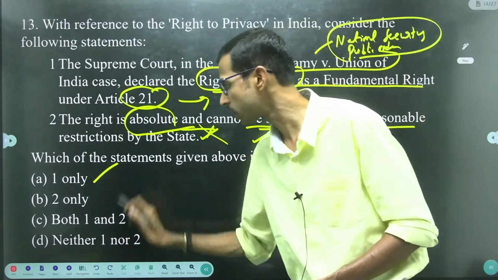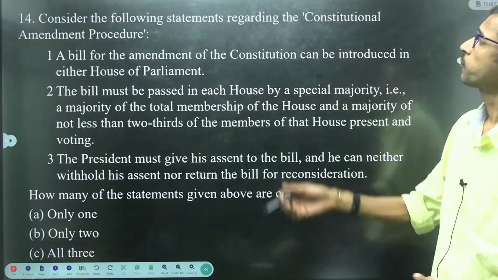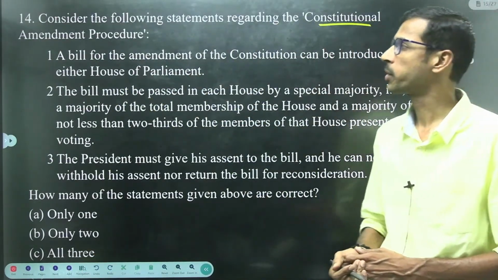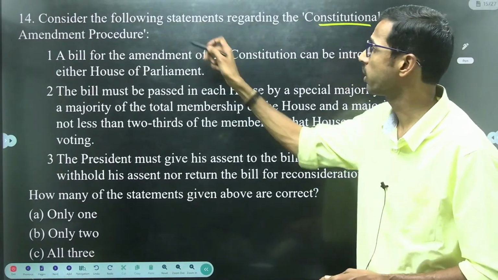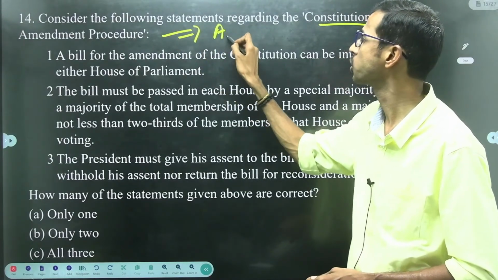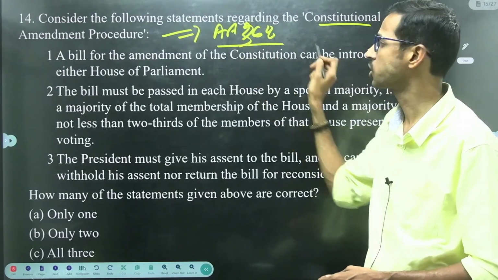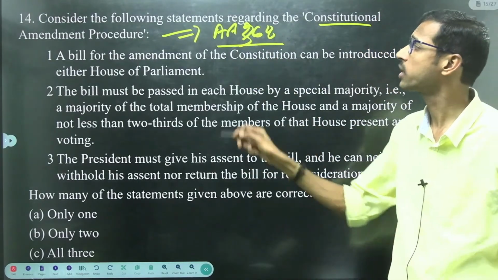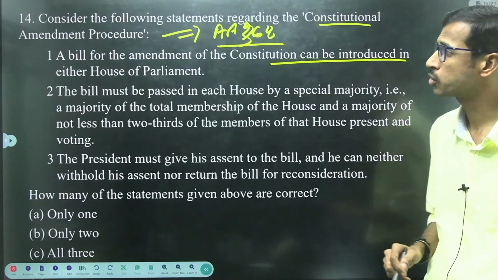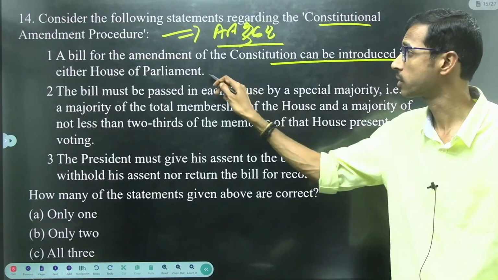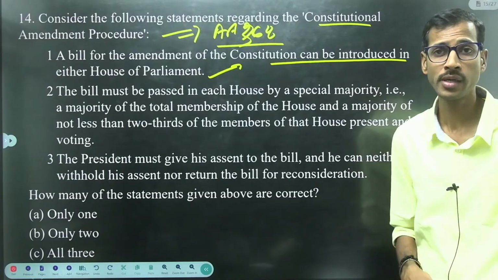So only one is correct. Next, consider the following statements regarding the constitutional amendment procedure. It is very important, and it is completely mentioned under Article 368. Here, a bill for the amendment of the constitution can be introduced in either house of Parliament. It is completely correct.